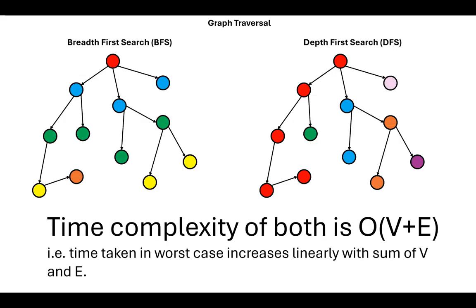It's worth mentioning time complexity. For both BFS and DFS, they are big O of V plus E, which means the time taken to traverse a graph increases linearly with the sum of the vertices and the edges. If that means nothing to you for now, don't worry, but it doesn't hurt to think about them now, as you will see them when you read around the subject.